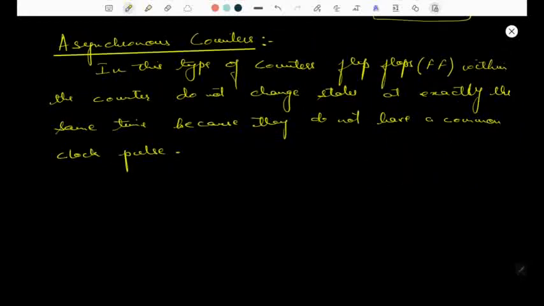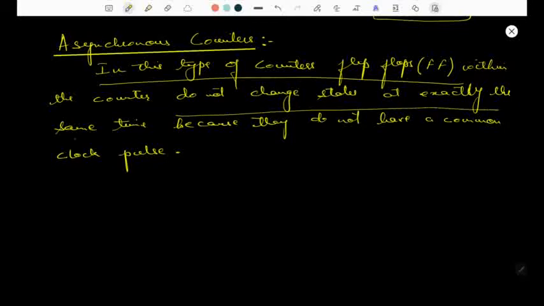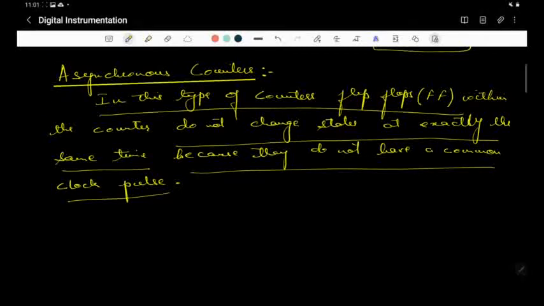Now your asynchronous counter can be defined like this. In this type of counters, flip-flops within the counter do not change states at exactly the same time, because they do not have a common clock pulse. That's why these types of counters are simply known as asynchronous counters. So first of all let's discuss the 2-bit asynchronous binary counter.